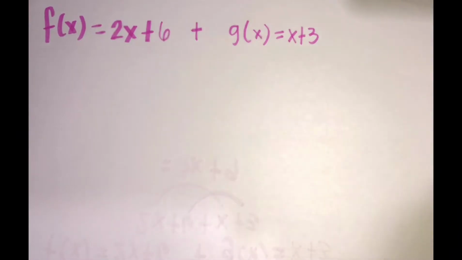Let us now have our first example. We have here f of x is equals to 2x plus 6 and g of x is equals to x plus 3. Our first operation is addition. Let's find letter A, quantity of f plus g of x. Since we already have the given of f of x and g of x, we're just going to substitute the given.